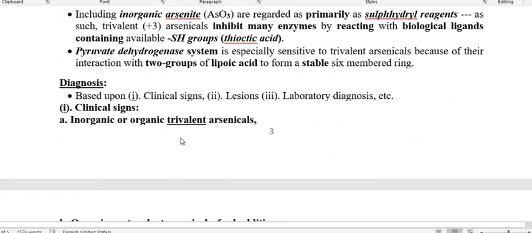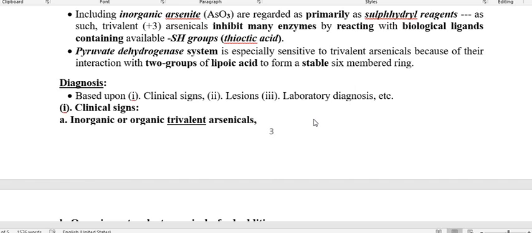So now we have to directly shift to the diagnosis. Diagnosis of arsenic poisoning is based upon the clinical signs, upon the lesions found, and upon laboratory tests. So the diagnosis of arsenic toxicity is through clinical signs and symptoms, then the presence of lesions, and then the laboratory tests, which we have to go through.